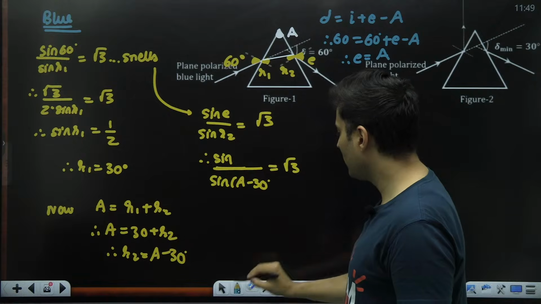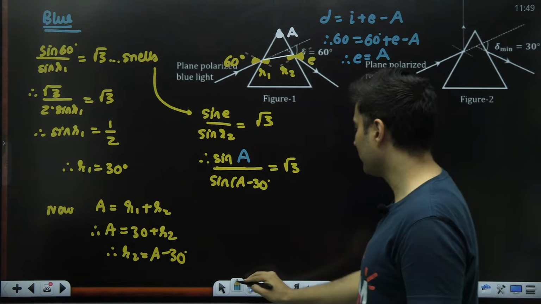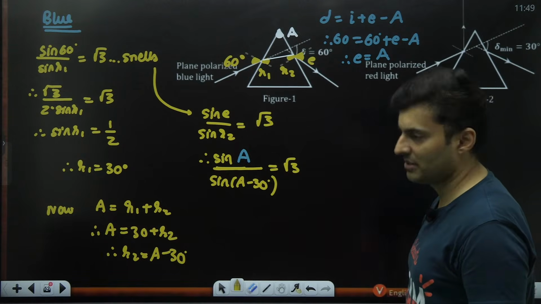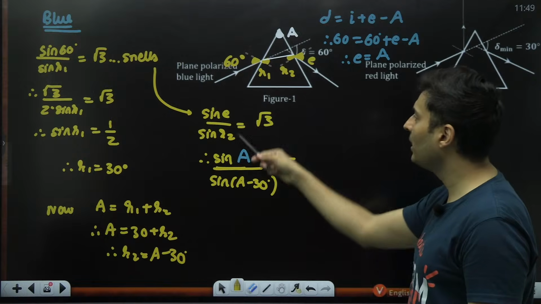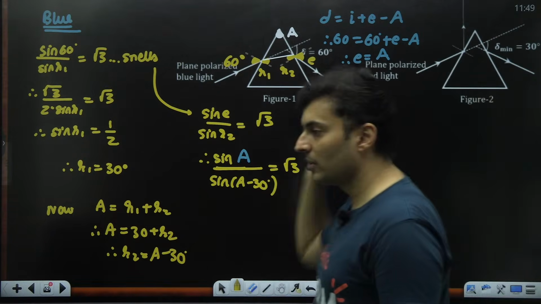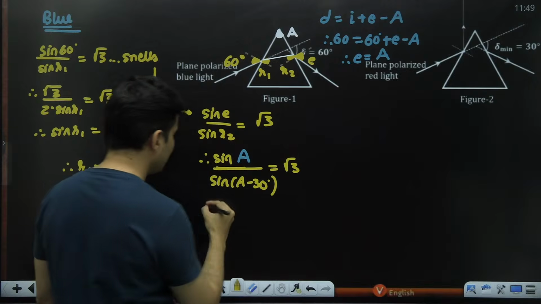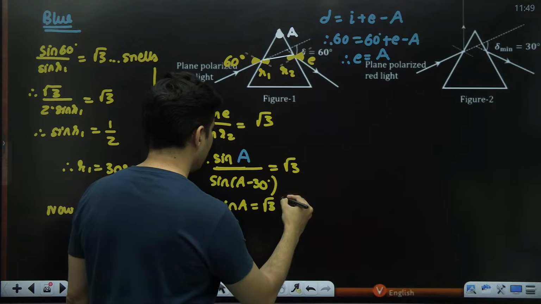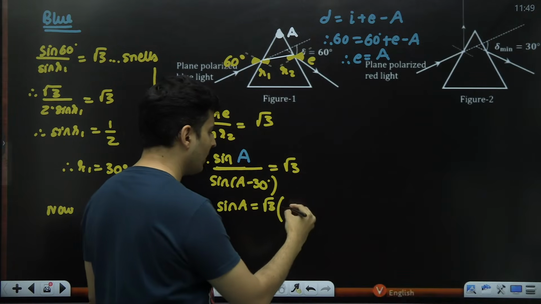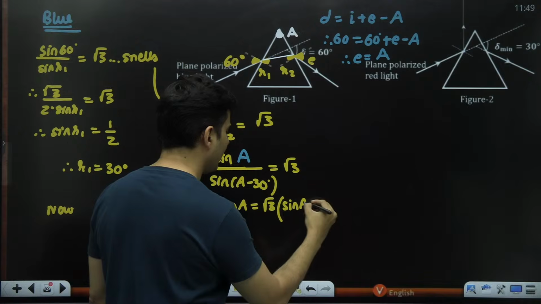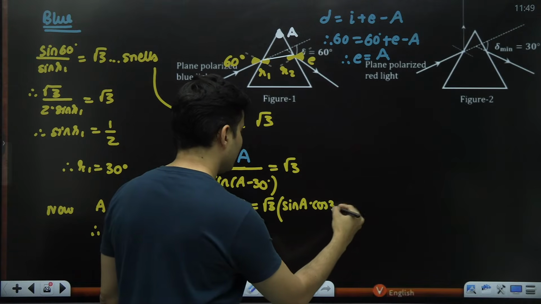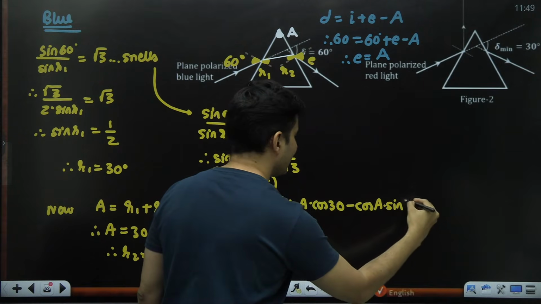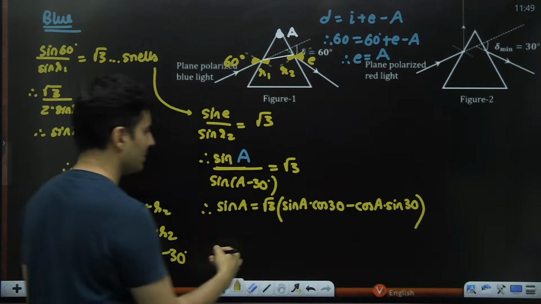So why not replace this E with A over here? I can immediately get the angle of prism. E I have replaced with A because the deviation angle was given to me. Okay, so now let's proceed. So sine of A is root 3 times sine of A minus 30. Sine of A minus B is nothing but sine A cos B, which is cos 30, minus cos of A into sine of 30. That's what it is.